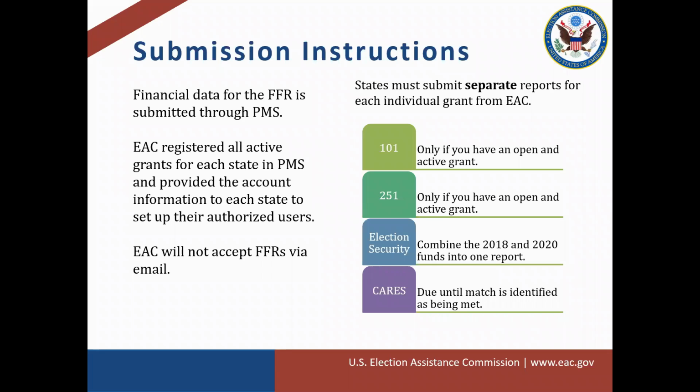Now, for each grant that you have from EAC that is not closed, you will have to submit a separate federal financial report. So for most of our grantees, they have an election security grant, which you may remember this year we combined the 2018 and 2020 funds into one report. So you're just giving us one FFR for election security. And then, of course, like I said, CARES is due in February, but then there are grantees who have their old 101 and 251 grants as well. So they will be submitting an FFR for each of those.